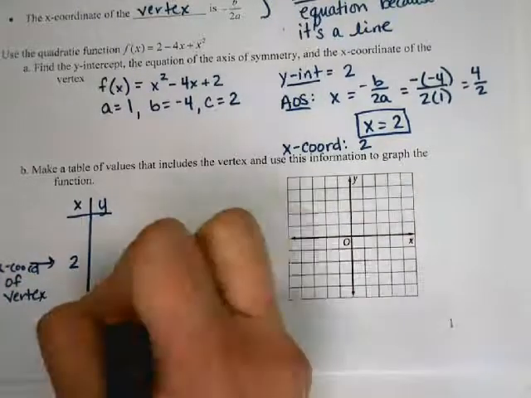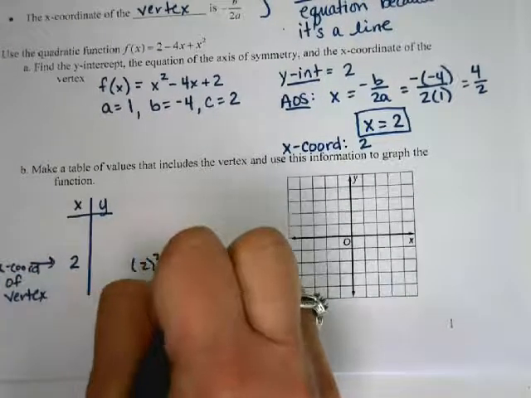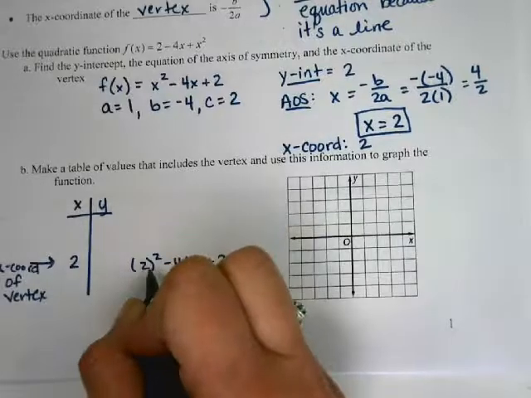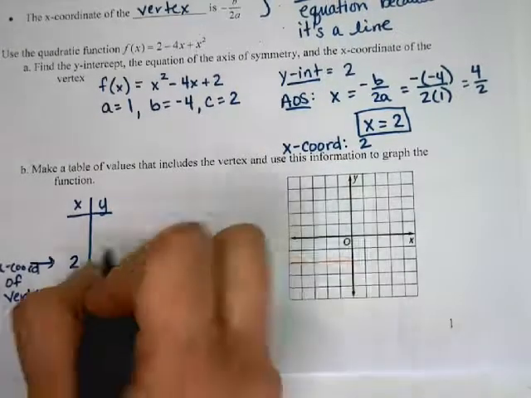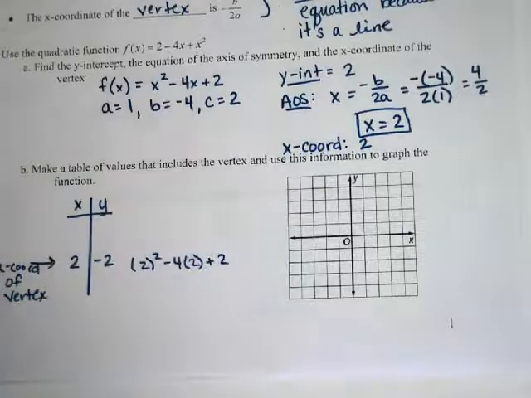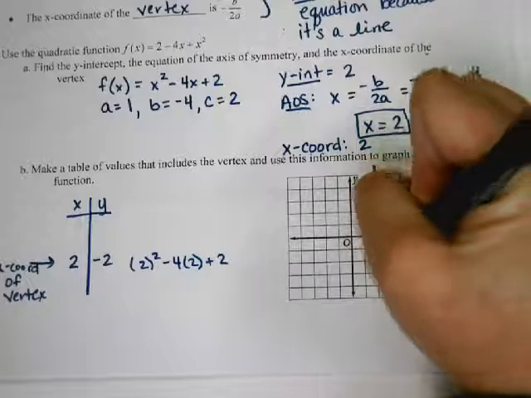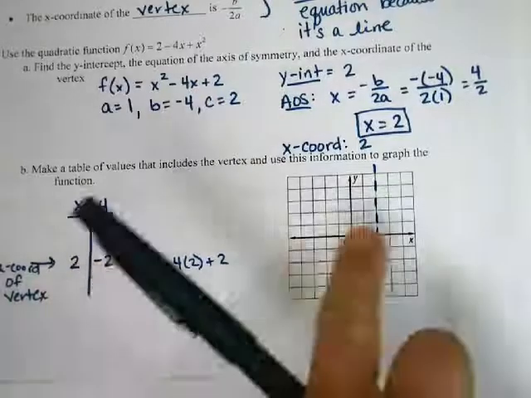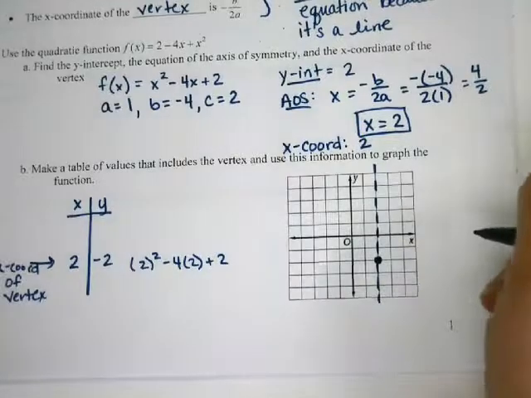And then I'm going to plug it in. That's 2 squared minus 4 times 2 plus 2. So 4 minus 8 would be a negative 4. Negative 4 plus 2 is a negative 2. So I know I have an axis of symmetry of x equals positive 2. The x-coordinate of my vertex is at 2 comma negative 2, so there's my vertex.